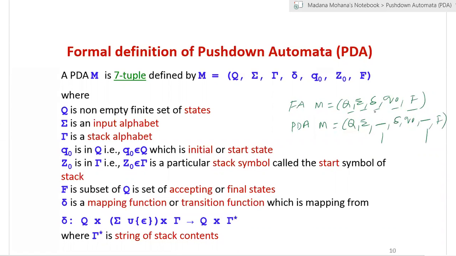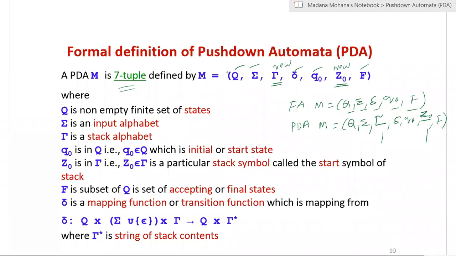So what are the two tuples? Here you can see the extra tuple, we will call it tau. Tau is the new tuple. Then another new tuple before the final state, Z naught. So this is the only difference. Here tau and Z naught are the two extra tuples. The remaining five tuples are the same as in finite automata. Now you can see the definition. A PDA M is a 7-tuple defined by M equal to (Q, sigma, tau, delta, Q naught, Z naught, F), where tau is a new tuple, and Z naught is also a new tuple compared to the finite automaton. Then F is the same as in finite automata.